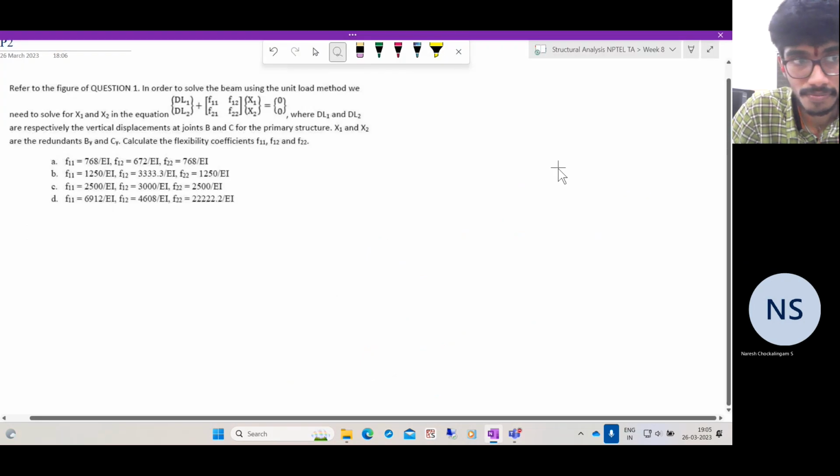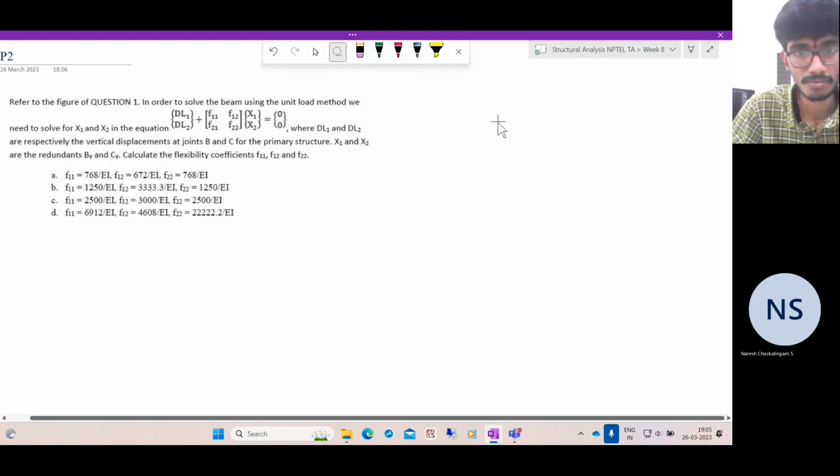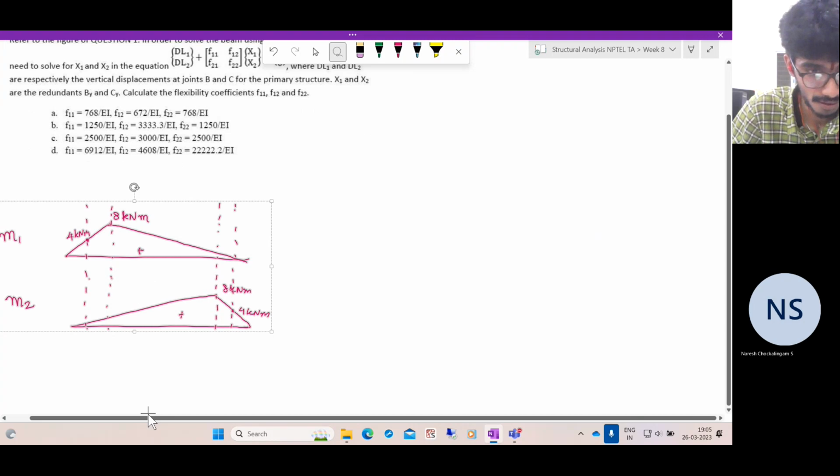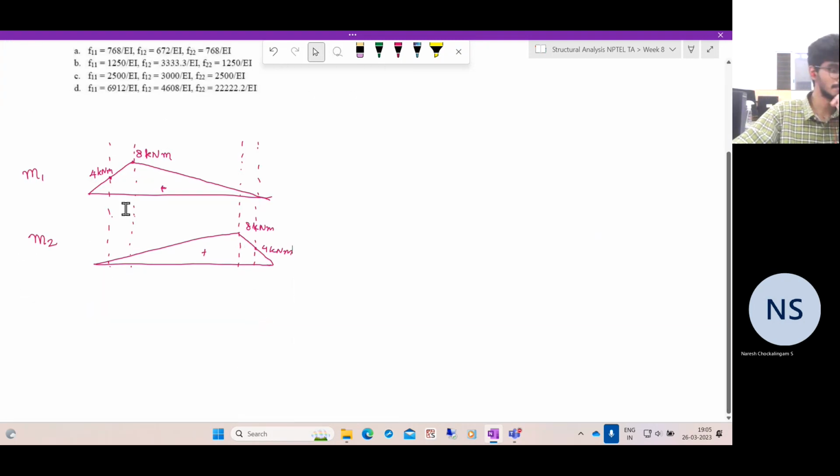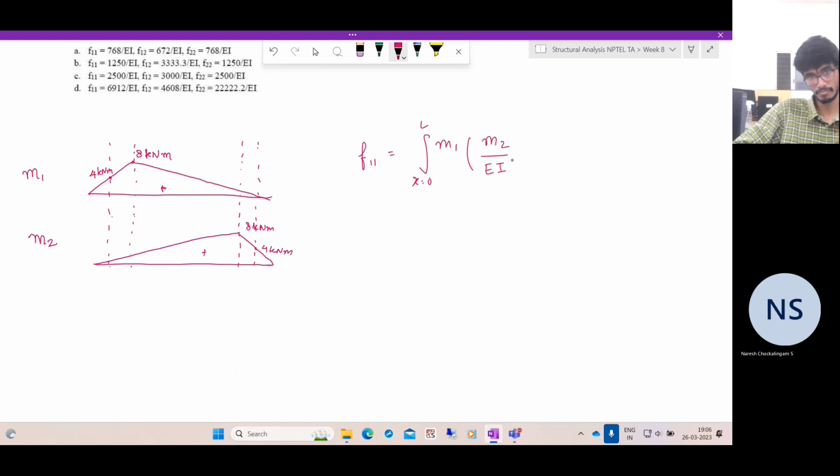Page 2. Yes. So this is what we have. Now what is F11? So F11 is nothing but the integral, x goes from 0 to L, M1 acting on M2 by EI, M1.